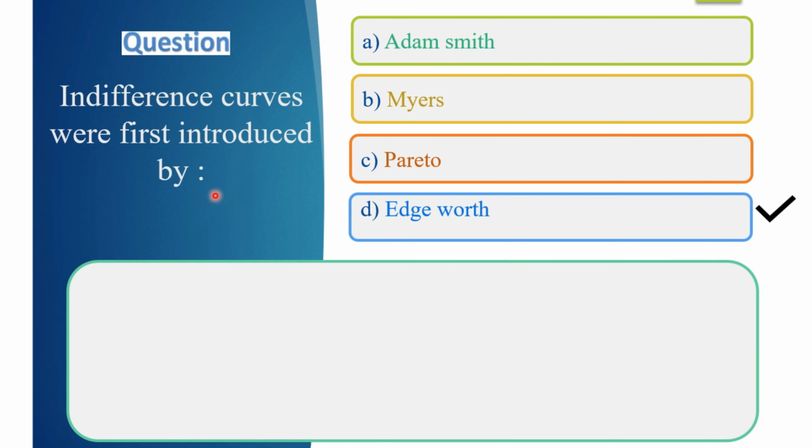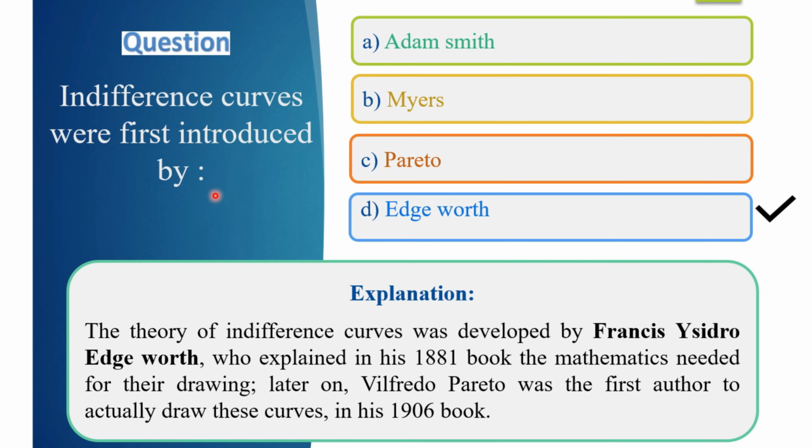The theory of indifference curve was developed by Francis Isidro Edgeworth, who explained in his 1881 book the mathematics needed for their drawing. Later on, Vilfredo Pareto was the first author to actually draw these curves in his 1906 book. Okay, so the correct answer is option number D, Edgeworth. Indifference curve को इन्होंने सबसे पहले इंट्रोड्यूस किया था.